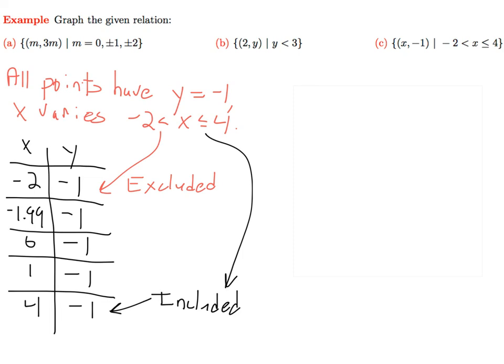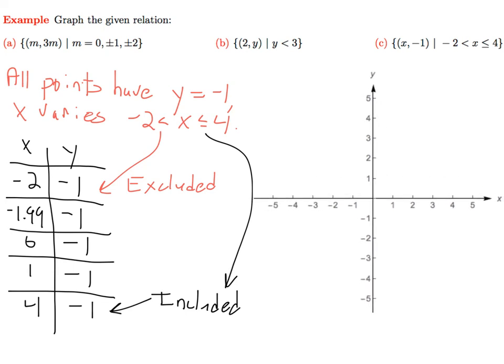And so graphing these points on our axes over here, okay, all of these points have y equal to minus 1. So, for example, the point 0, minus 1, that was on our graph. The point 1, minus 1, that's over here. The point 4, minus 1, that's over here. Everything in between those 2 points are included.